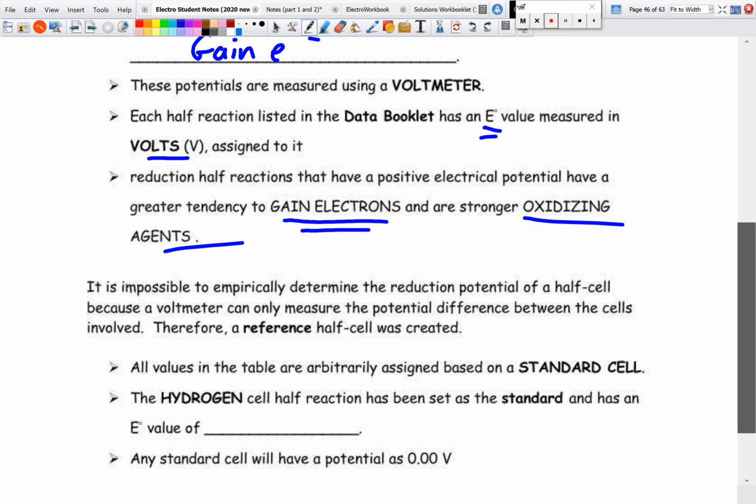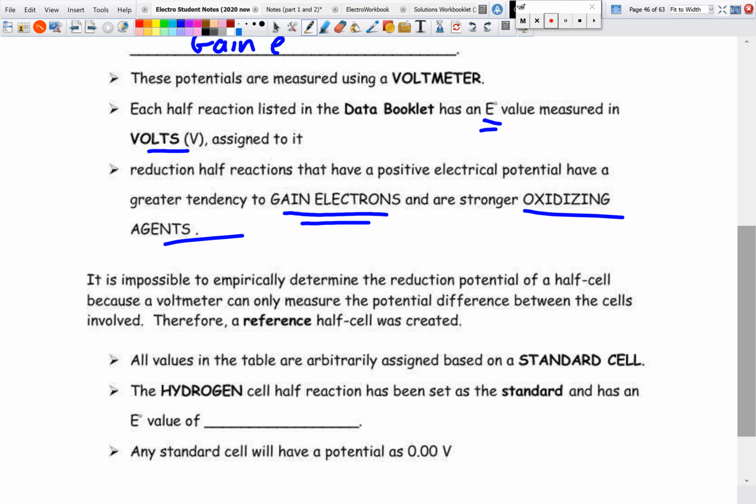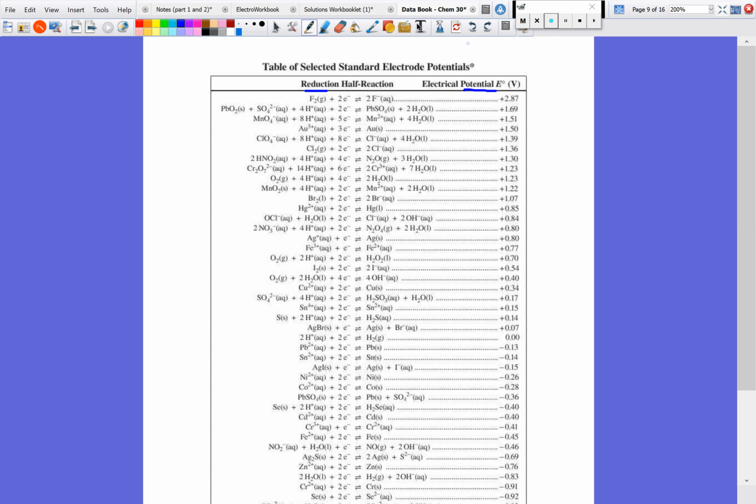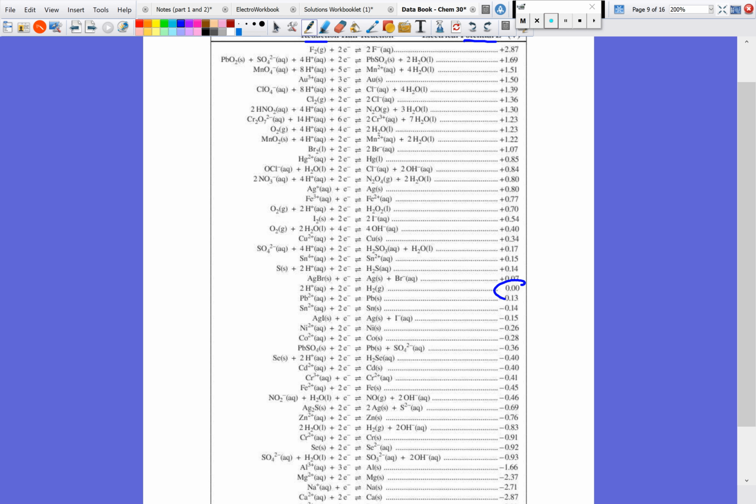Now, it is impossible to measure the voltage of just a half cell, because in order to have a fully functioning cell, same thing with a battery, you need to have electrons flowing, you need to have a positive terminal and a negative terminal. So in our data booklet, all of these values are with respect to one common cell. It is the one labeled as 0.00, and that is the hydrogen half cell. That's why the hydrogen half cell is right in the middle of the data booklet as well.